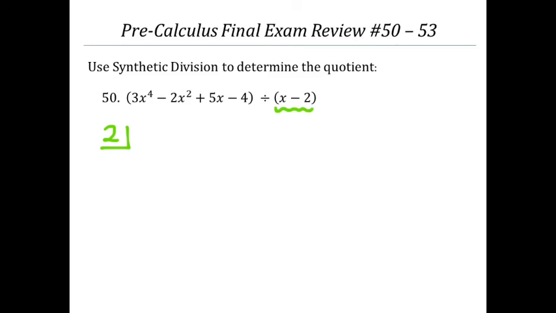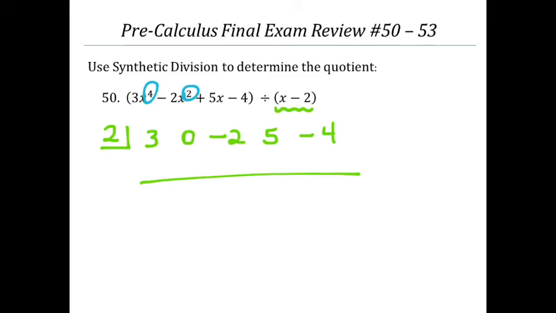But notice, if you look at the exponents of our terms, I've got a power of 4, and then it skips to a power of 2. We've skipped over x cubed here. And so when we write our coefficients, I'm going to put 3 for the x to the fourth term, but then I need to put a 0 there for the x cubed term. Negative 2x squared, 5x, and then minus 4 on the end.